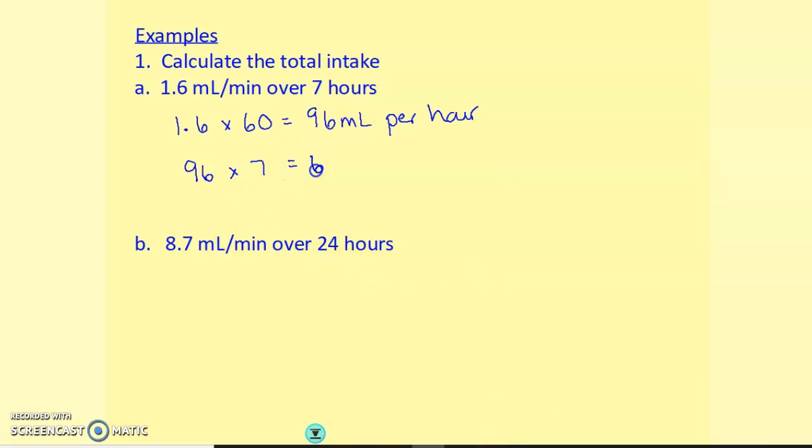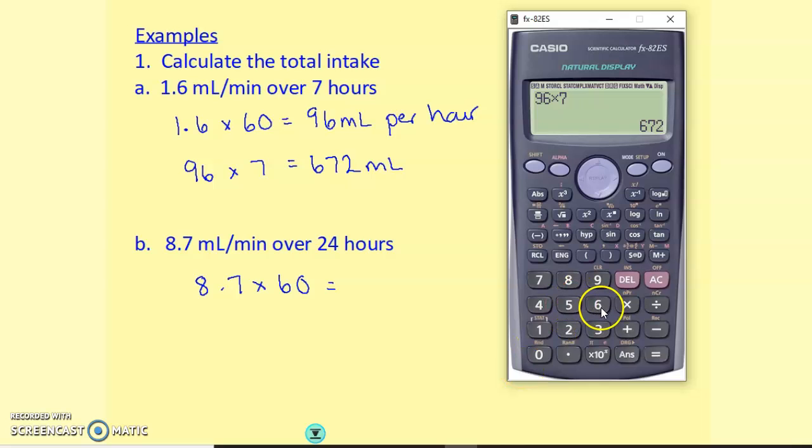which is 672 millilitres altogether. Next one, 8.7 millilitres per minute, we want this over 24 hours, same idea, times by 60 to get it into the amount of millilitres per hour.